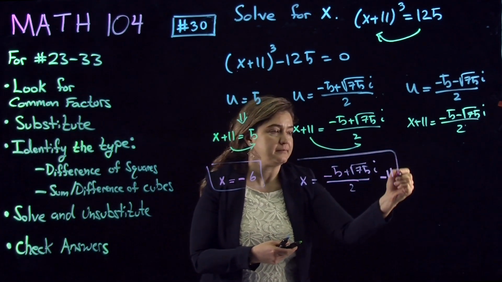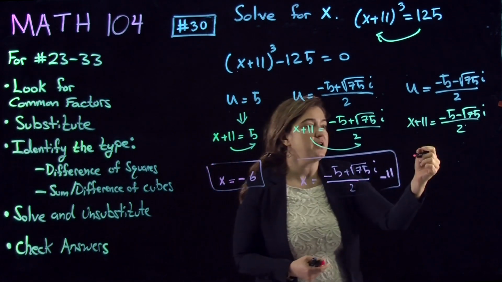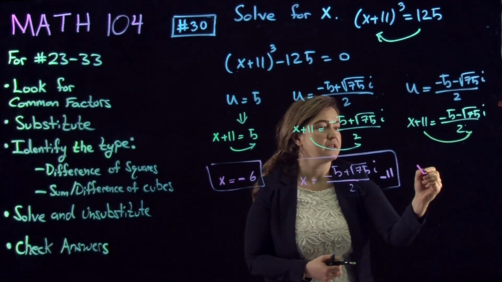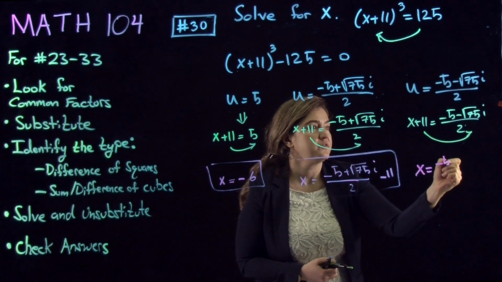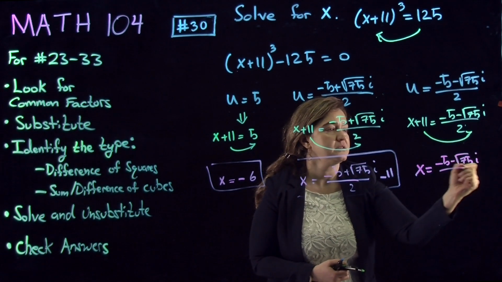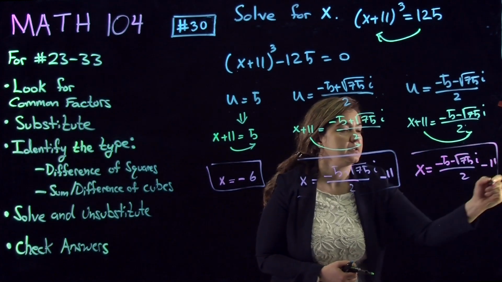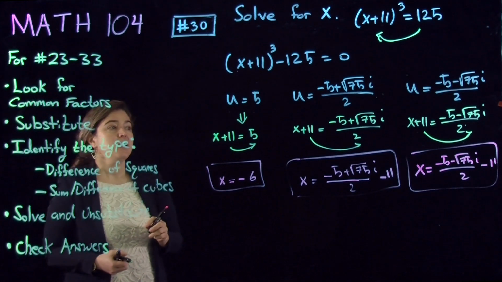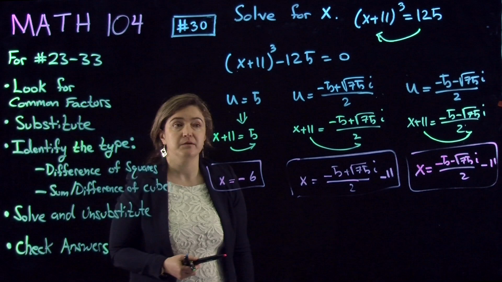And then the last one also, by taking 11 to the other side, you get x equal to negative 5 minus the square root of 75 i divided by 2 minus 11. All three solutions are valid, and you can enter them in your gateway questions.